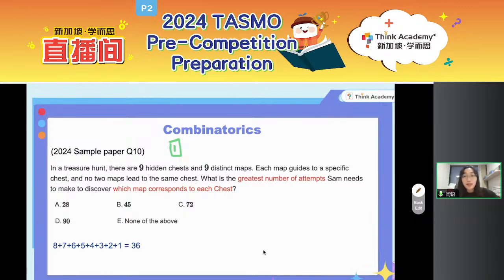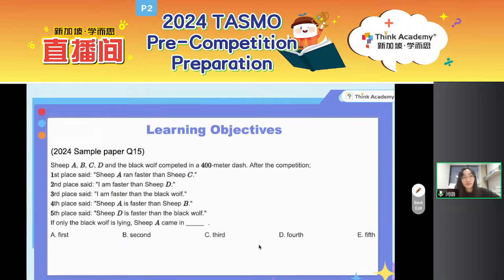So following this, for the first one, I try 8 times. Right? And then you can confirm the last chest must correspond to the first map. And then for the next one, you just try one by one. So actually you see that the logic is still the same. That is why the answer of this question should be 36. And then you can see that there is no option for 36. That is why we choose E, none of the above. Yeah. Okay. Then the last one.